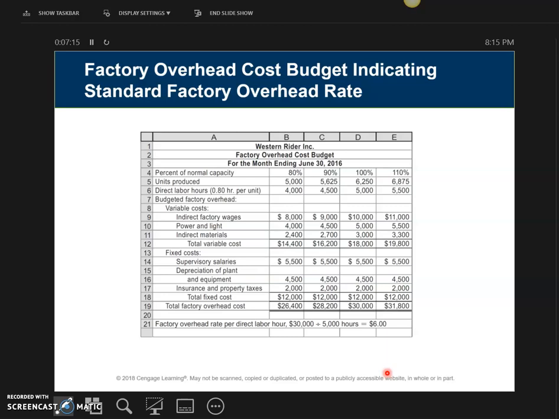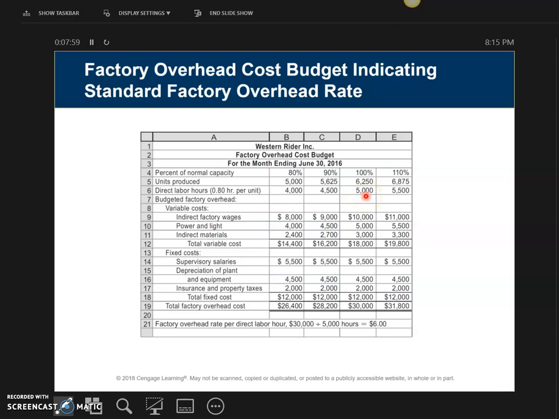Now, at the top up here, you're going to see percent of normal capacity. So we talked about normal capacity. Normal capacity is always 100%. And so I'm going to be looking at the figures in this column here. So here's the number of units I produce, my direct labor hours, and that's based upon 0.80 per hour per unit. So example, if I'm doing 5,000 units times 0.80, my direct labor hours are 4,000. Over here at 100%, if I'm producing 6,250 units times 0.80, my direct labor hours are 5,000.